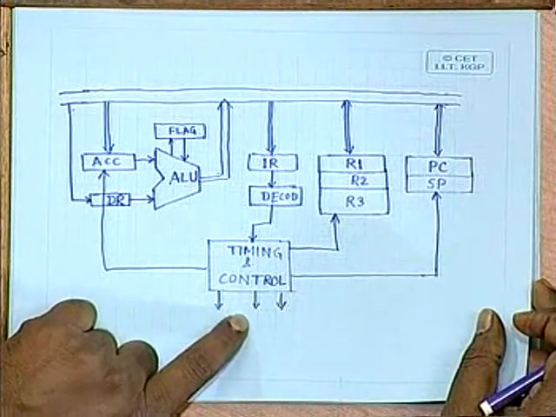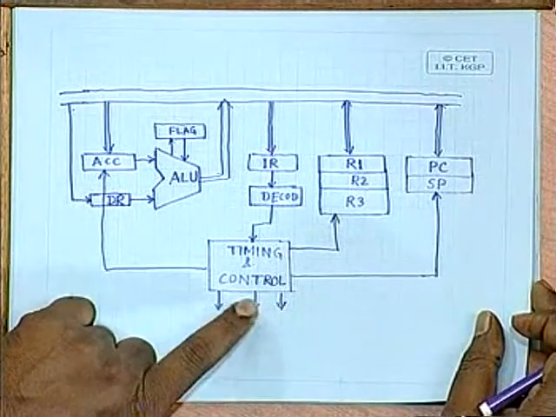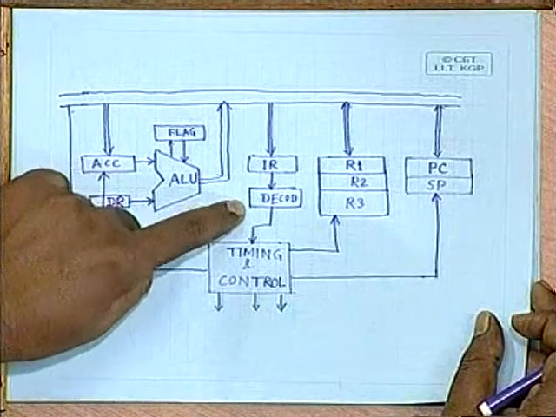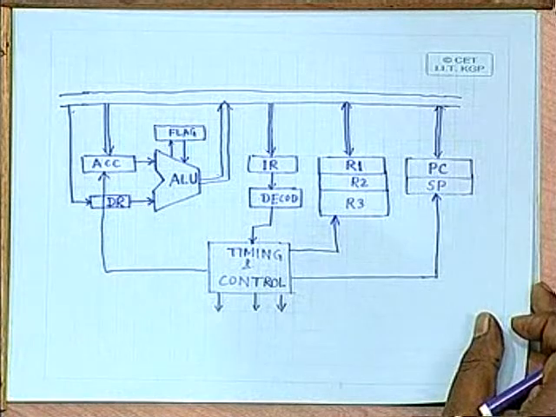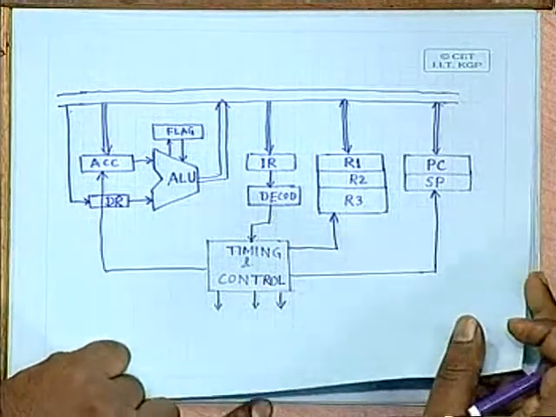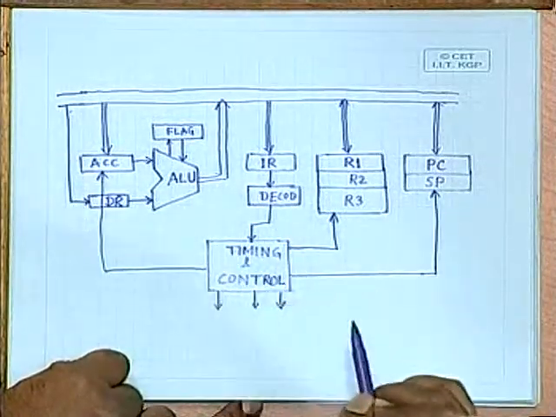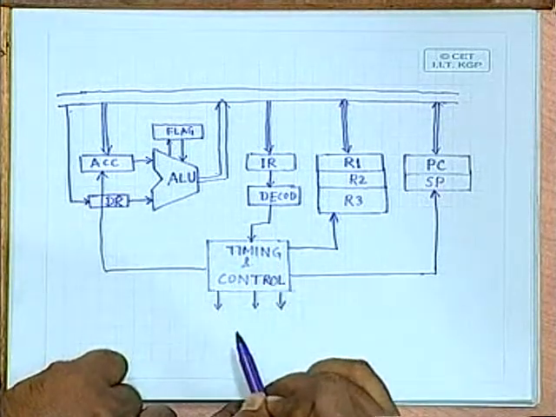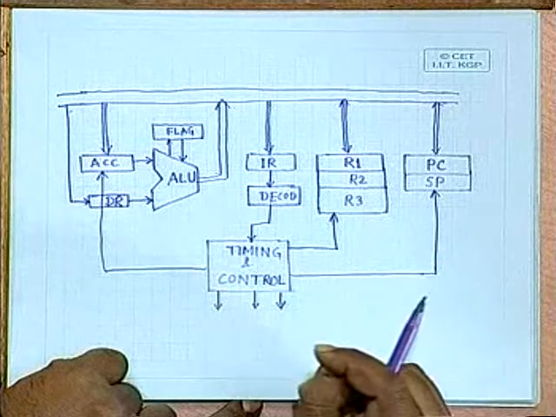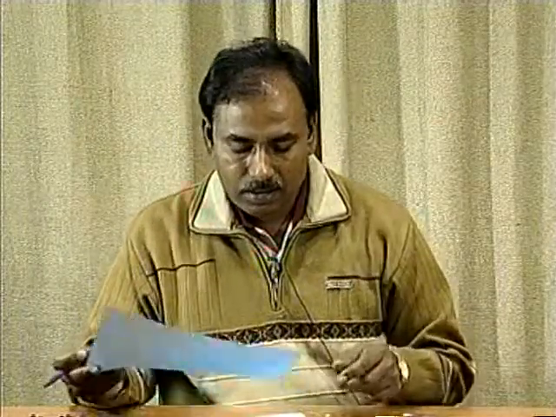So, as we have said that in case of CPU, we have a timing and control unit. It is this timing and control unit which will generate the corresponding control signals after it gets an information from the decoder that which particular instruction it is going to execute. So, this timing and control circuit in the CPU plays a very important role. In fact, if this timing and control circuit does not perform properly, the entire operation of the CPU will be totally erratic.